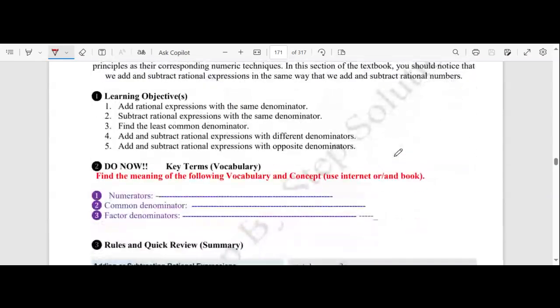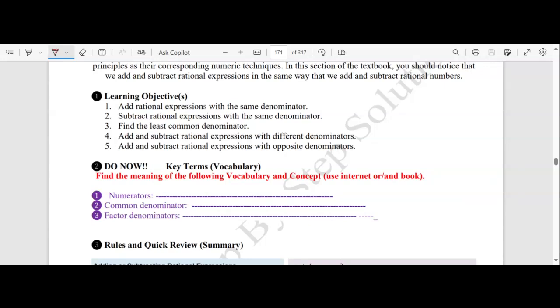Learning objectives, please read, Ryan. Number one, add rational expressions with the same denominator, and subtract rational expressions with the same denominator. Find the least common denominator. Add and subtract rational expressions with different denominators. Next, add and subtract rational expressions with opposite denominators.